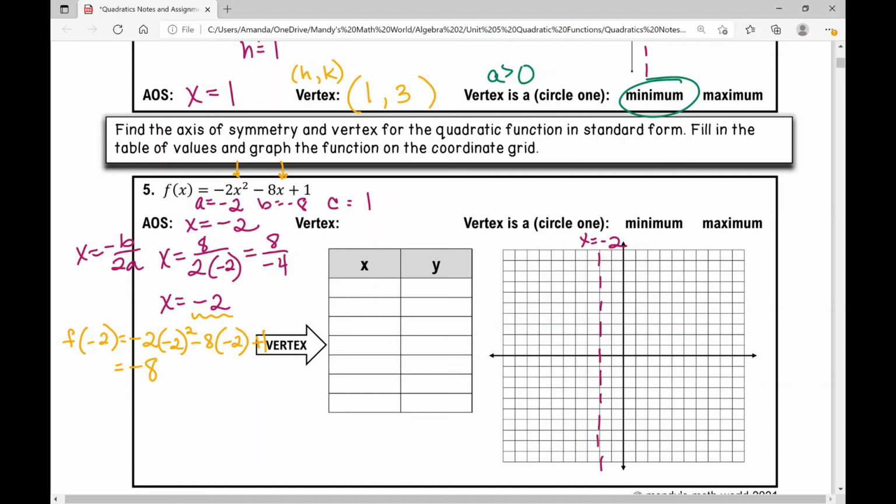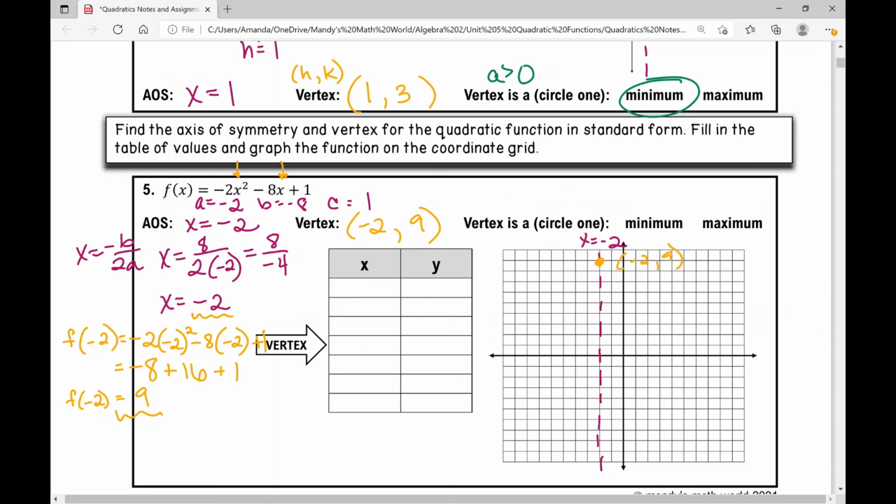I'm just simplifying this using my order of operations. Negative 8 times negative 2 is positive 16, so that's how I write it. Positive 16 plus 1. Negative 8 plus 16 is positive 8. 8 plus 1 is 9. So f of negative 2 equals positive 9. My vertex is negative 2, and then we got a y value of positive 9. Negative 2, 9. There's my vertex right up there.